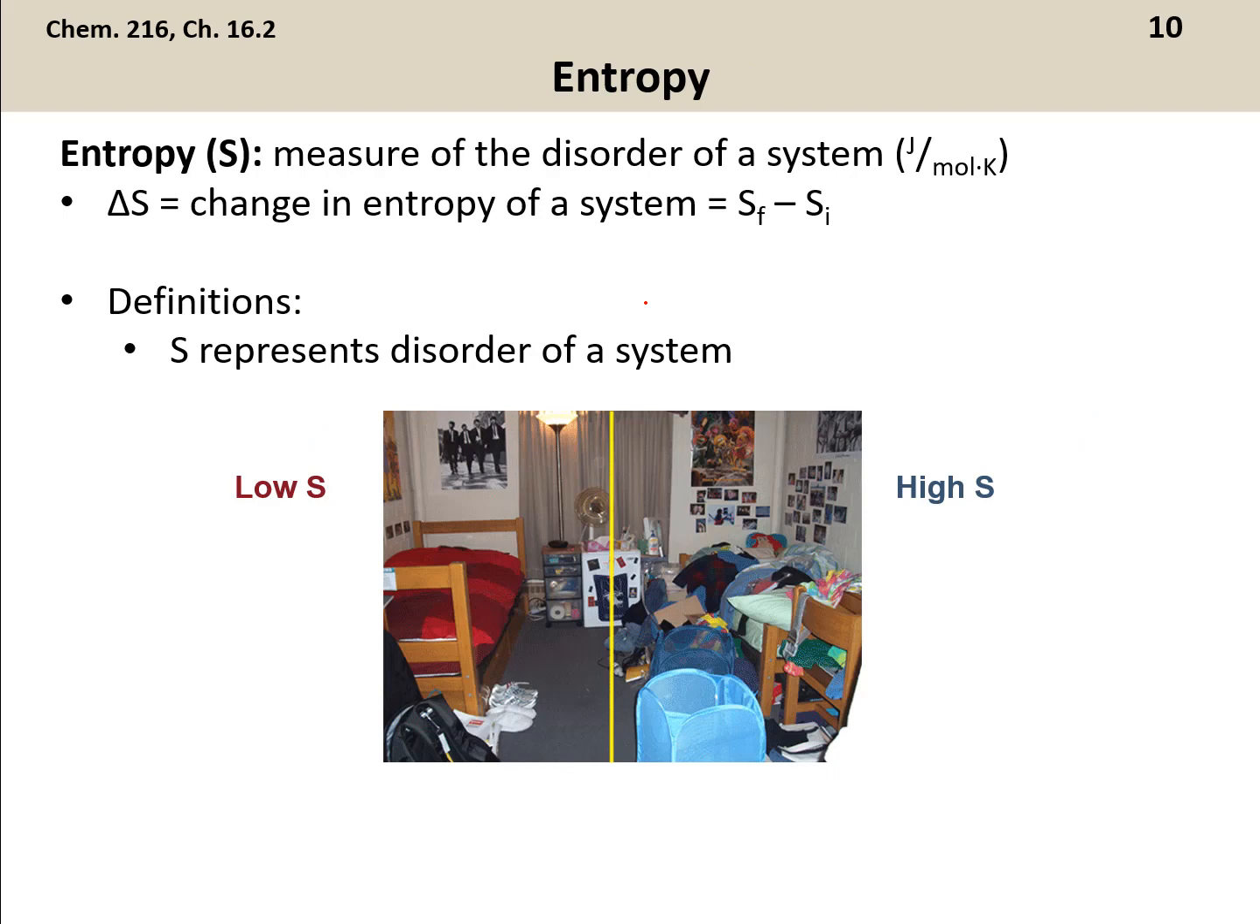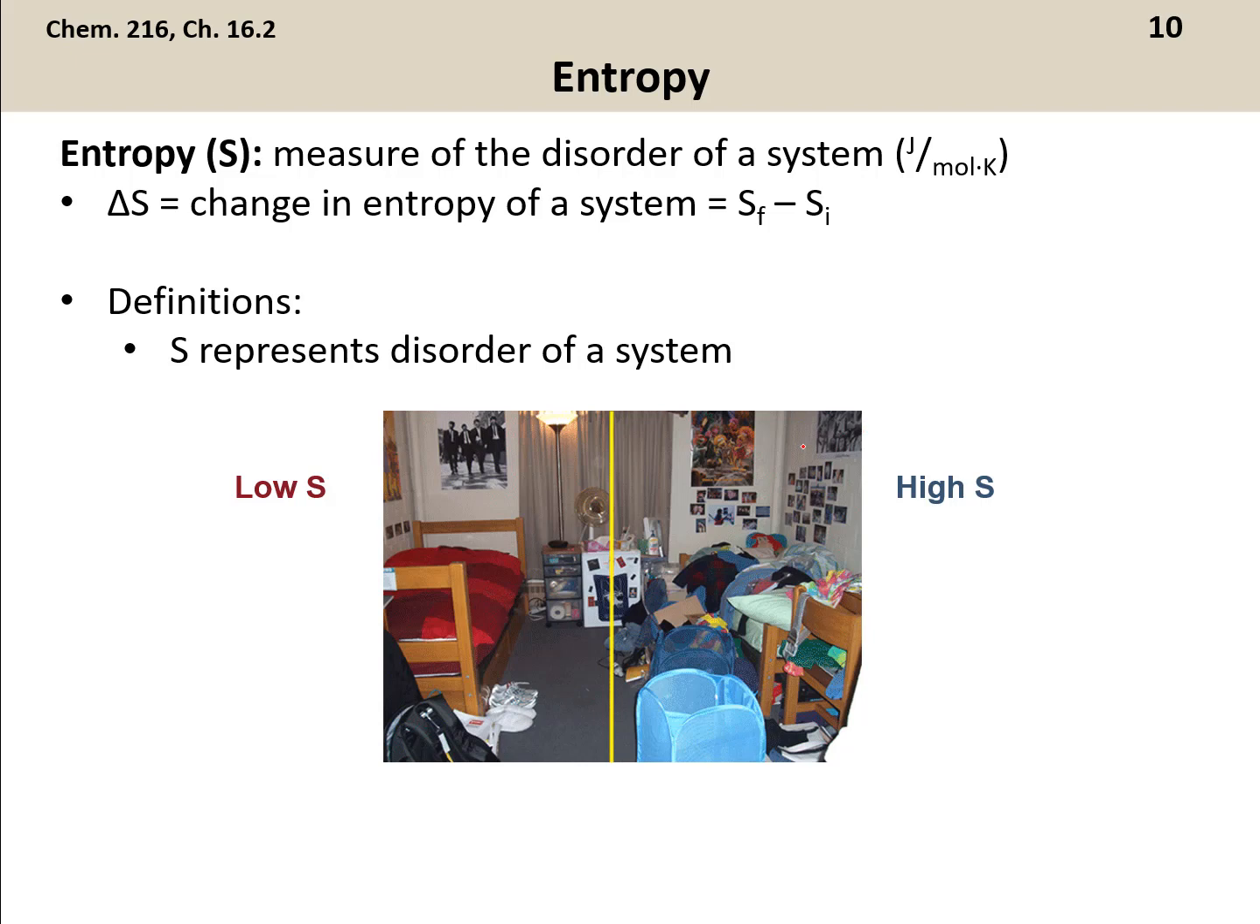Okay? All right, so entropy is the measure of disorder of a system. It's in units of joules per mole K. Joules being energy, and per mole K, so per mole and temperature. We can talk about delta S as the change in entropy of a system. So S final minus S initial. So look at this example.